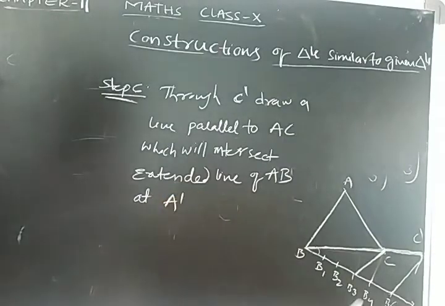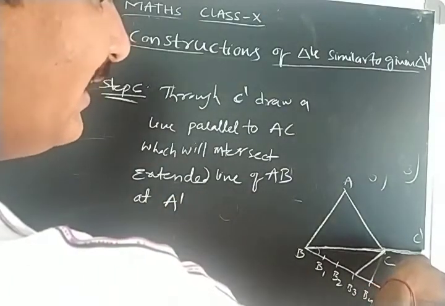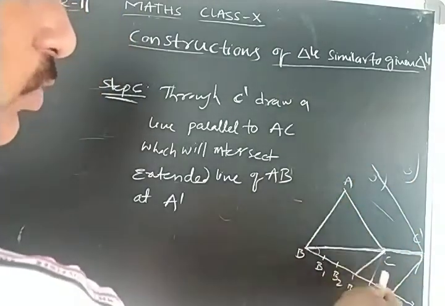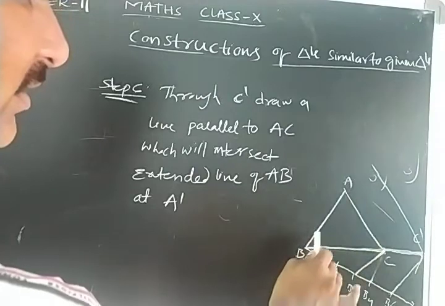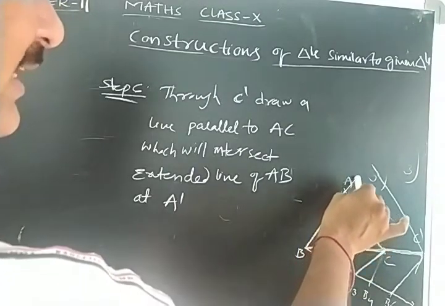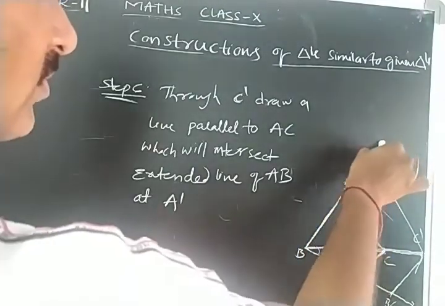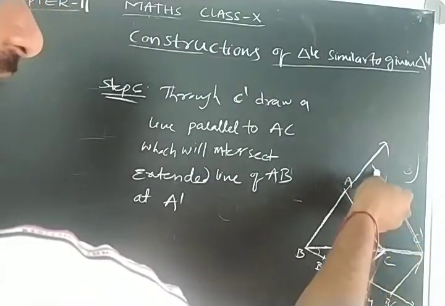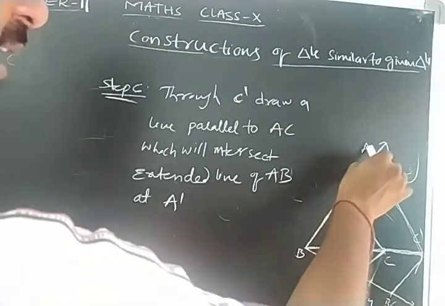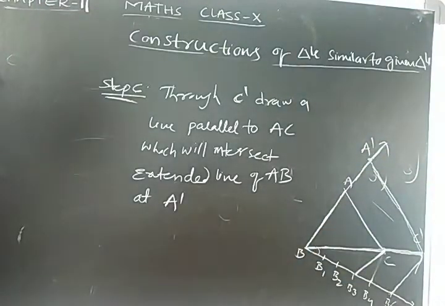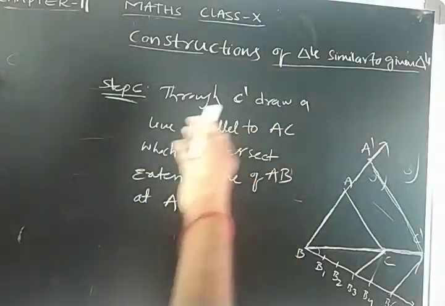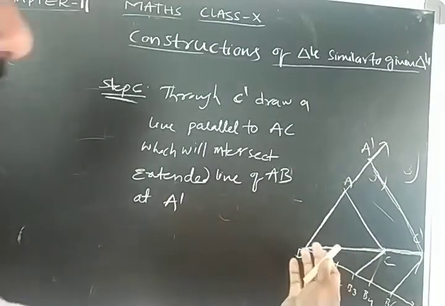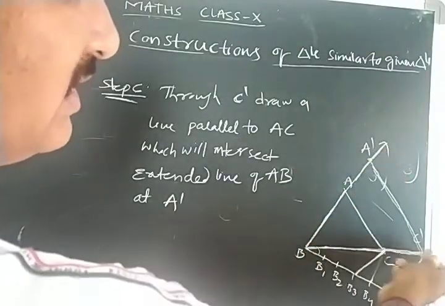See here, through C dash I am drawing a line parallel to AC. So it will intersect the extended line of AB. I am extending the AB side like this. When you draw the line through C dash, it will intersect this extended line at some point, say that point is A dash. So through C dash draw a line parallel to AC which will intersect the extended line of AB at A dash. Now we got a new triangle which is A dash B C dash.